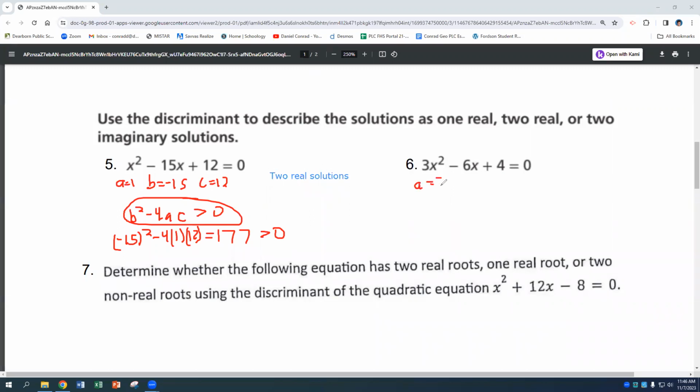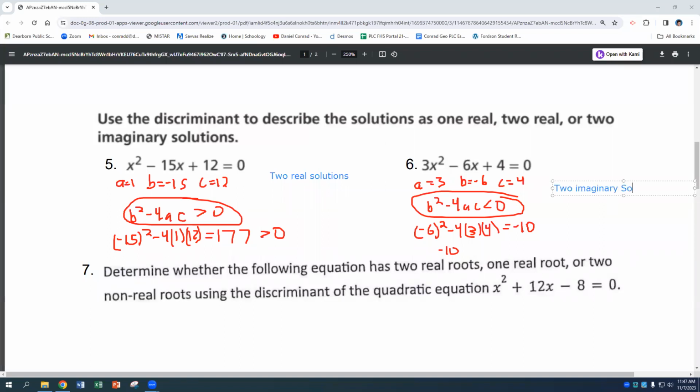All right, same thing over here. A is going to be 3. B is negative 6. C is 4. So b squared minus 4ac is going to be negative 6 squared minus 4 times 3 times 4. So that's going to be 36 minus 48, which is going to be negative 12. And negative 12 is less than 0, so since it's negative, we're going to have two imaginary solutions.